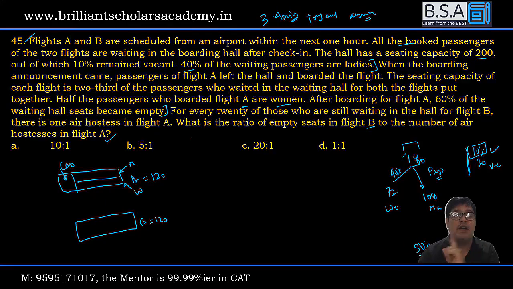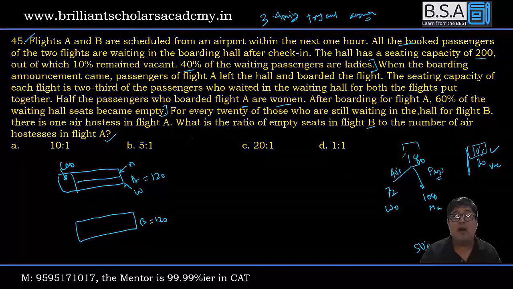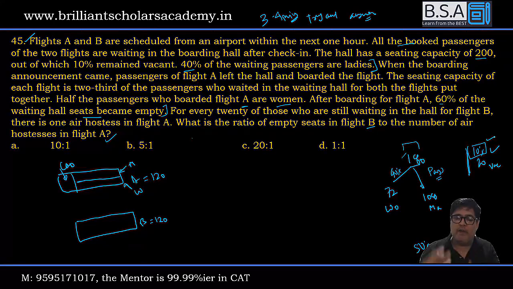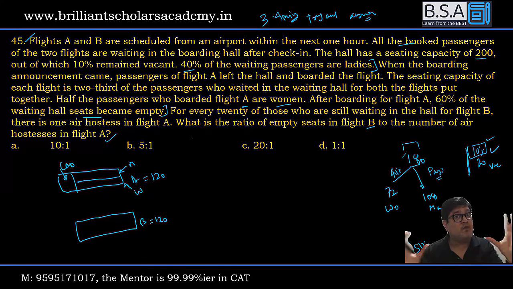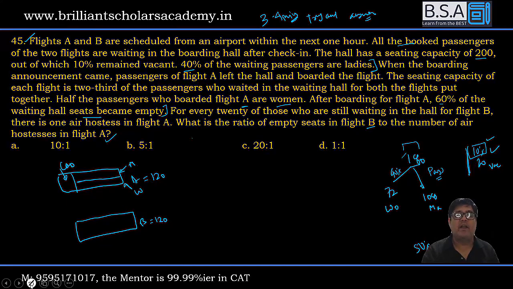50% of 200. The entire hall becomes 60% empty. 10% it was already empty. You make it 50% further empty. 50% of 200, so I can add that. That means 100 people are boarding this. 100 people are boarding this. So 50 men and 50 women are boarding this. That means from here 50 is gone, 22. From here 50 is gone, so 58.